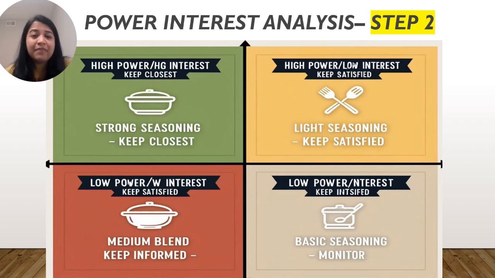The last one that we have is low power and low interest, which simply means that those are basic seasonings that we'd be using. So we can consider it over here as something called monitor. These kinds of stakeholders need to be monitored as they are anyway not highly interested or having any high power based on the project that we are working on.